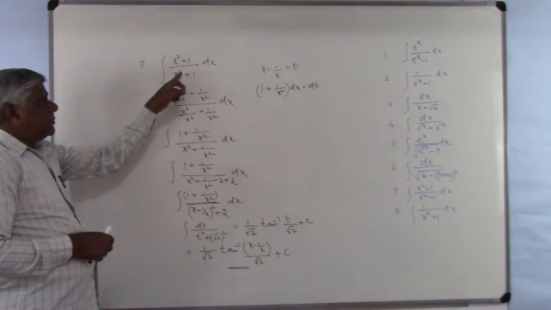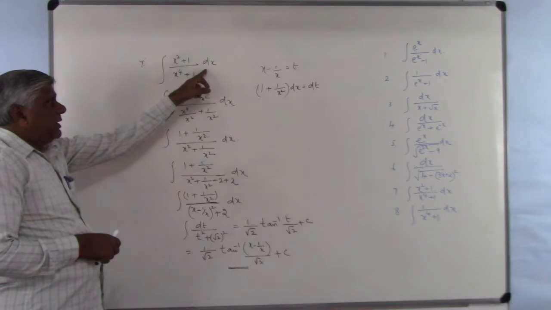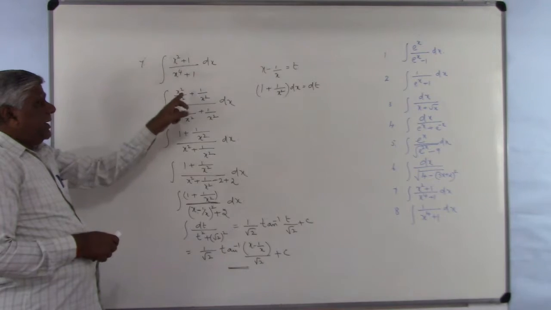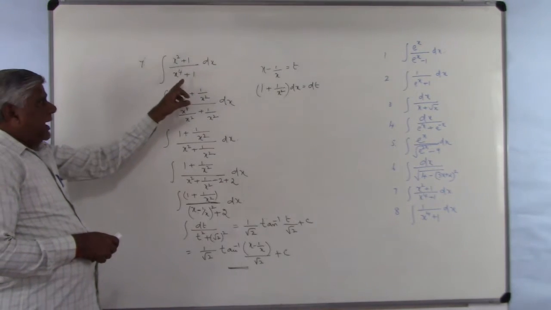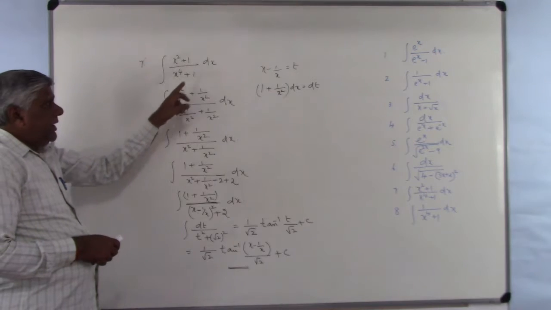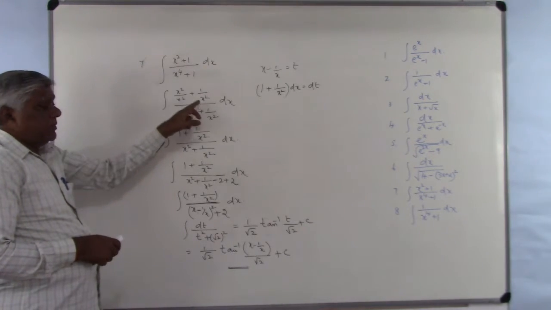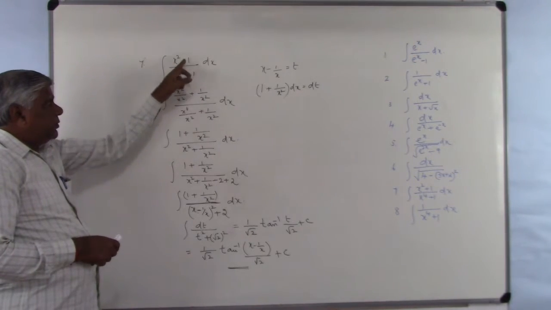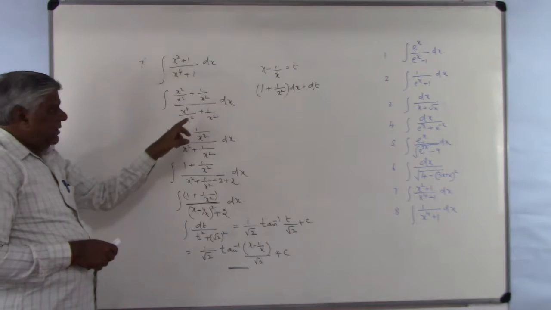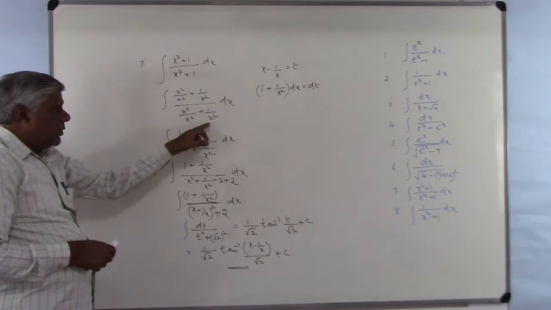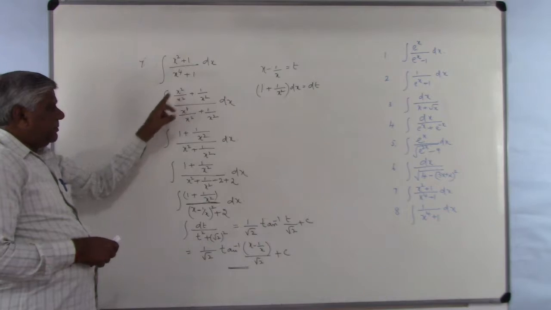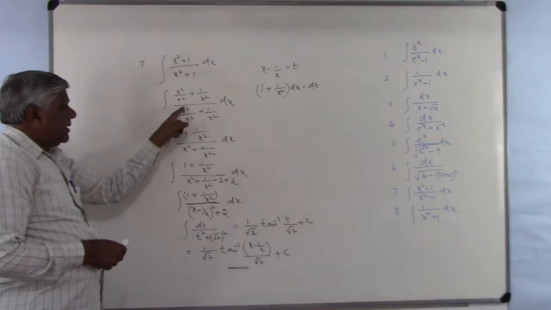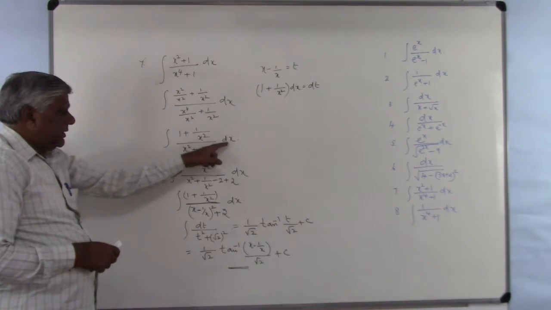Integral x square plus 1 divided by x to the power of 4 plus 1, into dx. What we are going to do is divide by x square, both numerator and denominator. So x square by x square plus 1 over x square, divided by x to the power of 4 by x square plus 1 over x square. Now what this becomes: 1 plus 1 over x square divided by x square plus 1 over x square, into dx.